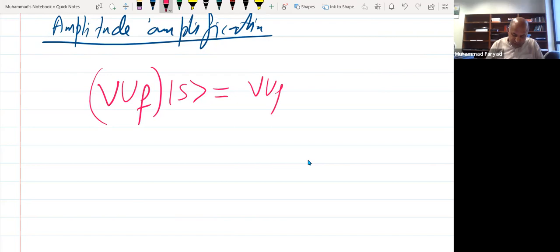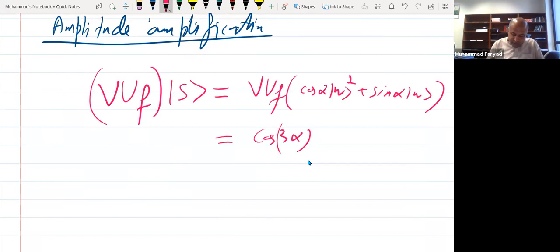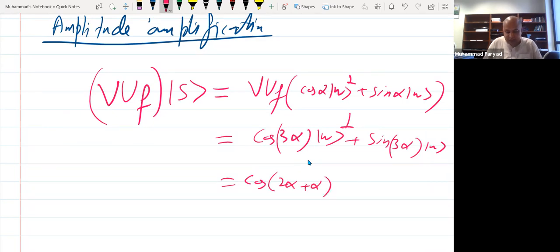So let me write S again. So S was cos alpha omega perpendicular plus sine alpha omega. And once we apply this VUF, it went to cos 3 alpha omega perpendicular plus sine 3 alpha omega, which is essentially cos (2 alpha plus alpha), because alpha was the initial angle of this state S, plus sine (2 alpha plus alpha) omega.